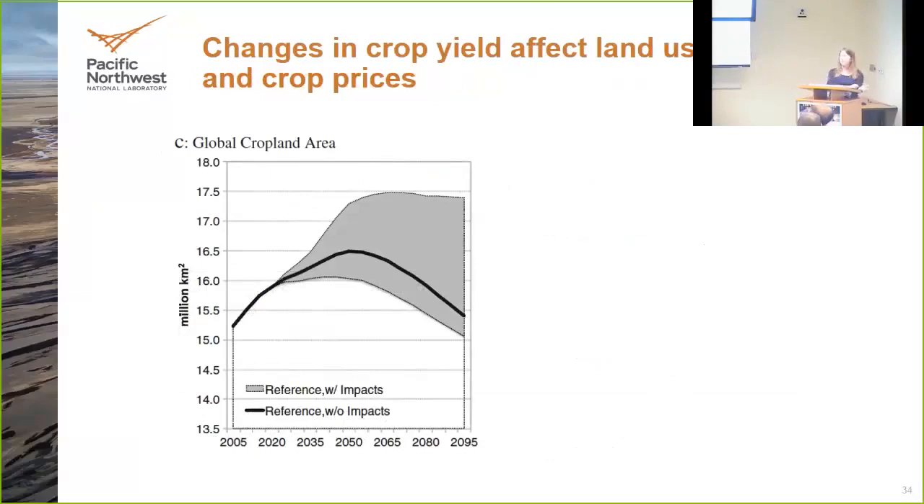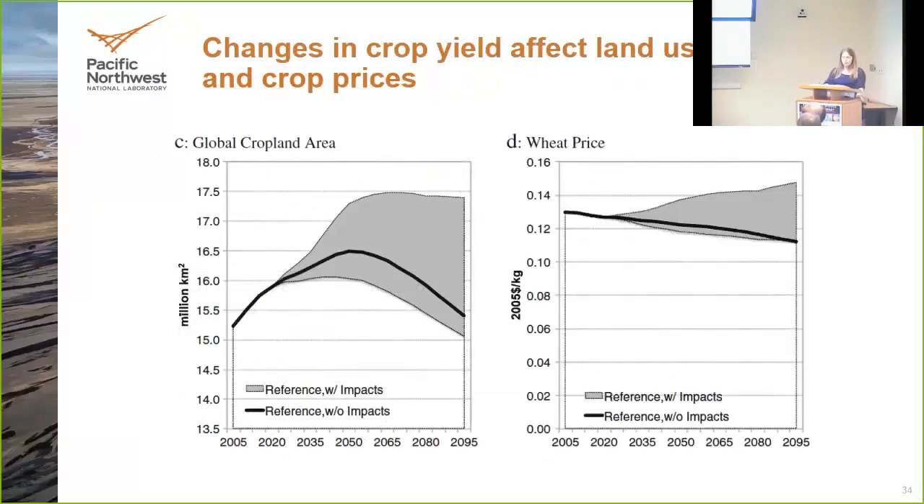And so what we can get here is that the cropland area is going to roughly track the yield change. So if yields go up, then we need less. If yields go down, we need more. But you do actually see a difference. It's not as big as the human system effects that I was showing earlier. So I have larger cropland area changes from changing population and income than I do from changing yield here.